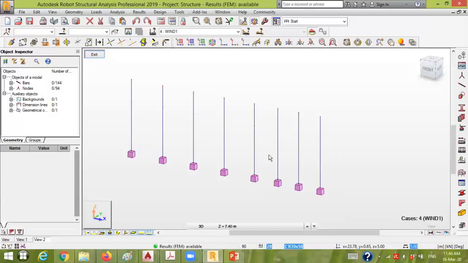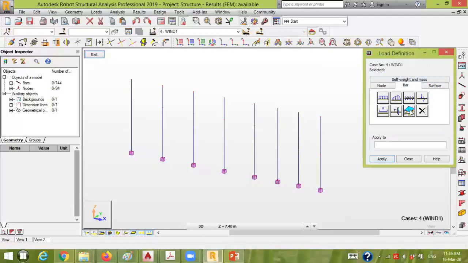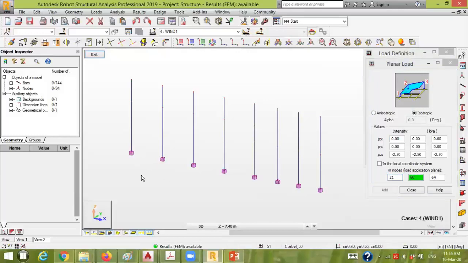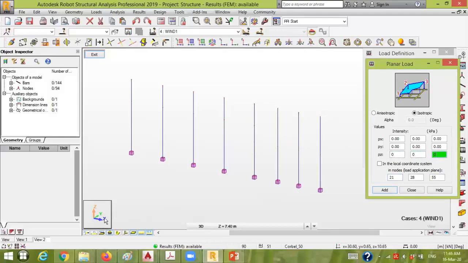So I will apply a wind planar triangular load on this facade, wind load planar triangular. Firstly I will select the plane: node 21 at the support, 28 at the support, and 55 at the top. The load direction is along X, Y, or Z. It's along Y.